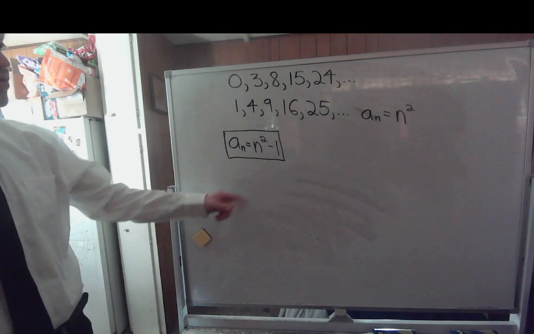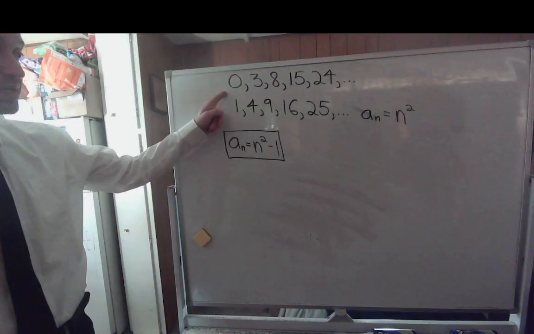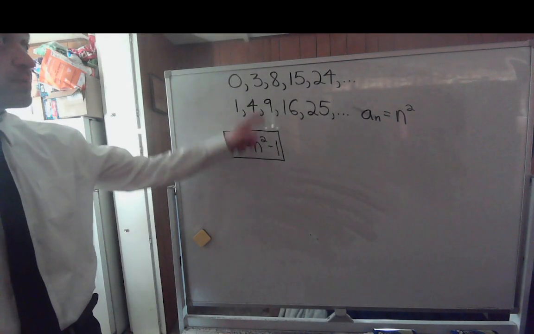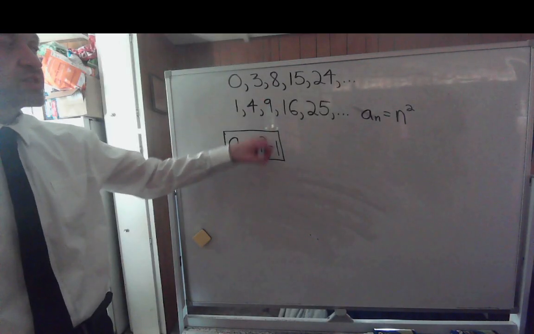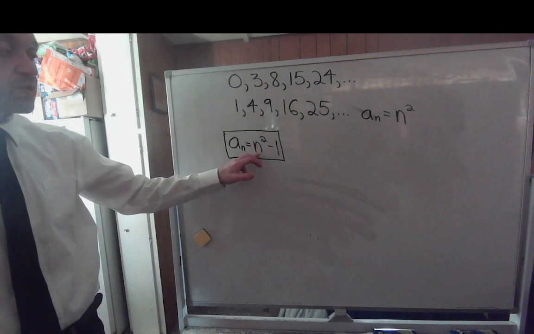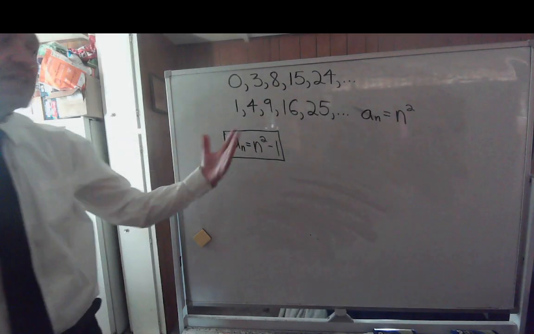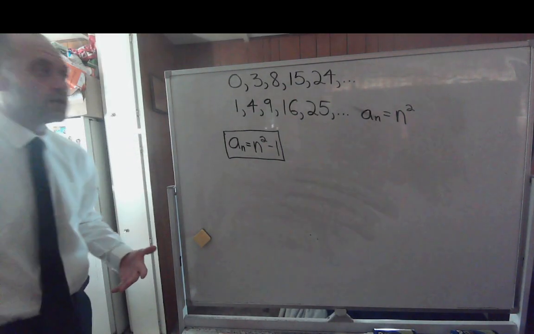And that holds true. 1 squared is 1, minus 1 is 0. 2 squared is 4, minus 1 is 3. 3 squared minus 1 is 9, minus 1 is 8. 4 squared is 16, minus 1 is 15, and it just keeps going and going.